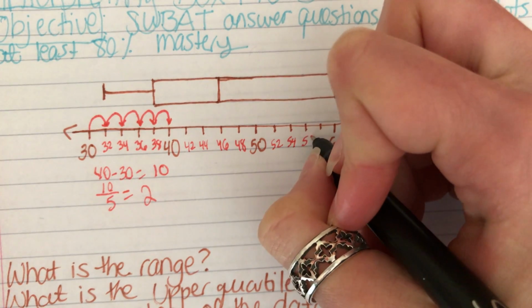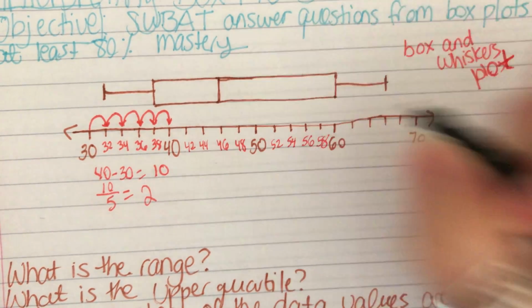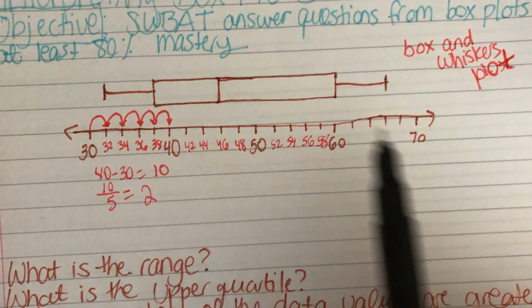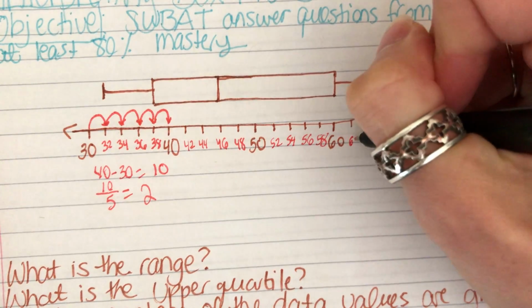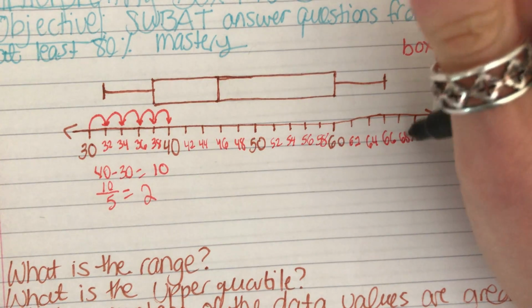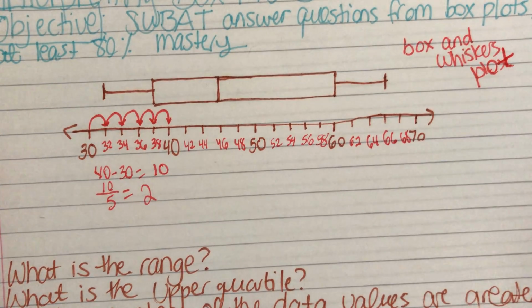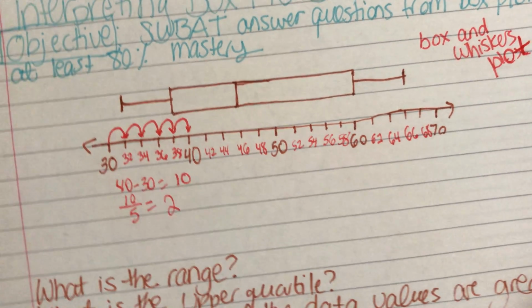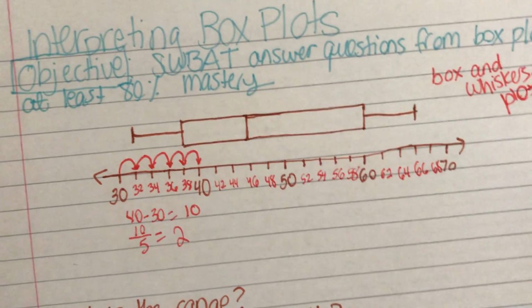You're not always going to see a box plot that is counting by 2s, so be careful that you are labeling it correctly. And you'll see why this is important in a minute. We're just going to talk about definitions really quickly, and then we'll ask ourselves a couple of questions.